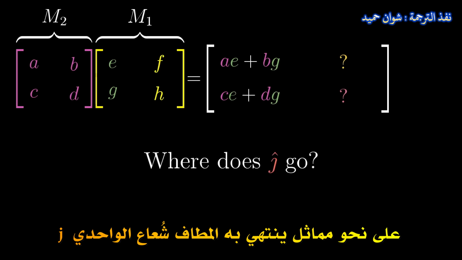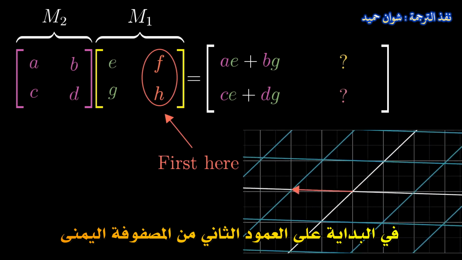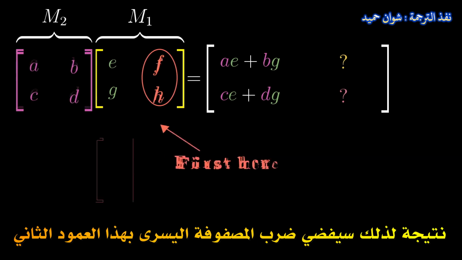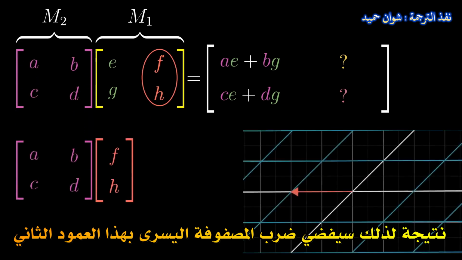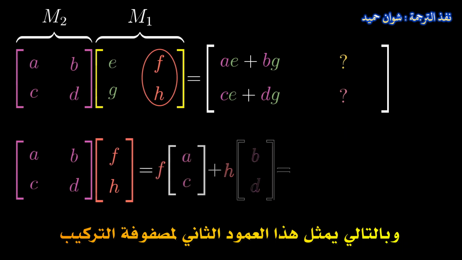Likewise, j hat will always initially land on the second column of the right matrix. So multiplying the left matrix by this second column will give its final location, and hence that's the second column of the composition matrix.